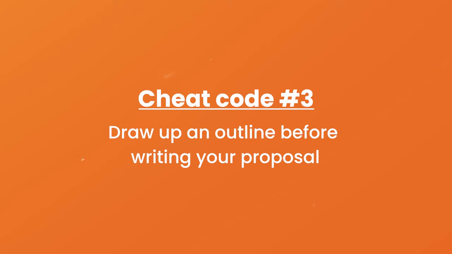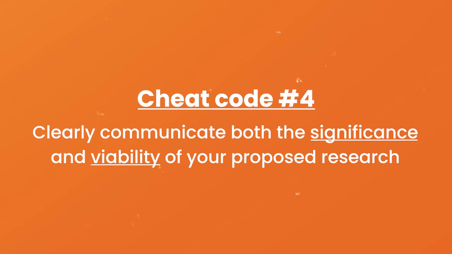Number three, you want to draw up some sort of loose outline or structure before you start writing. And number four is that whole thing of significance and viability. You want to be able to really communicate significance and viability as clearly as possible. So that pretty much wraps up our four cheat codes.